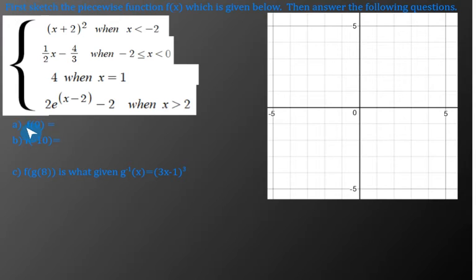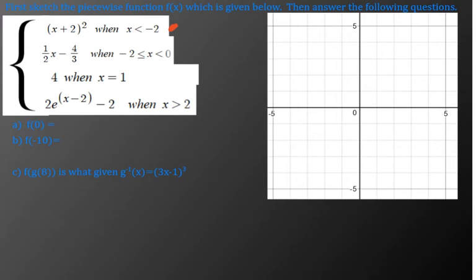Actually, we'll just graph it first. So let's just start by graphing. This one is just a quadratic, right? It's an open up quadratic shifted to the left 2 because it's plus 2 in there. So over at -2 is where it shows up.